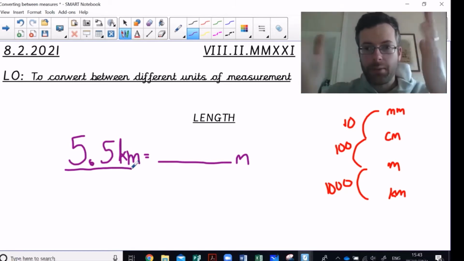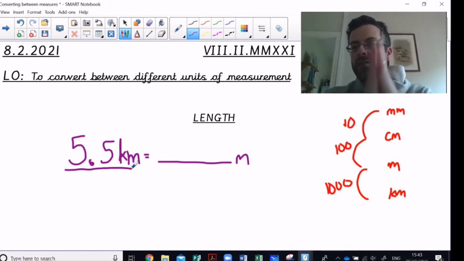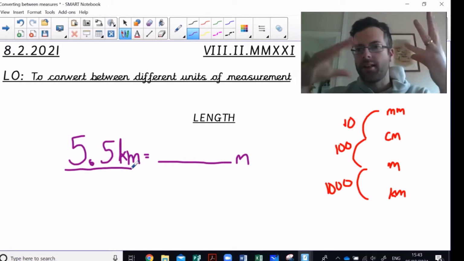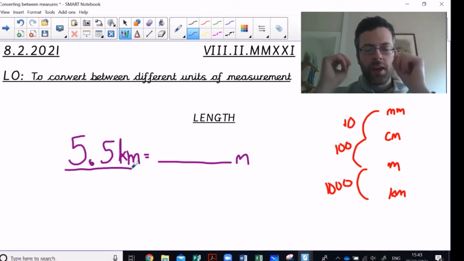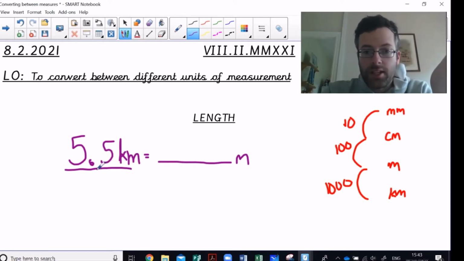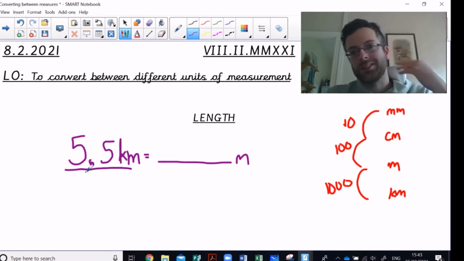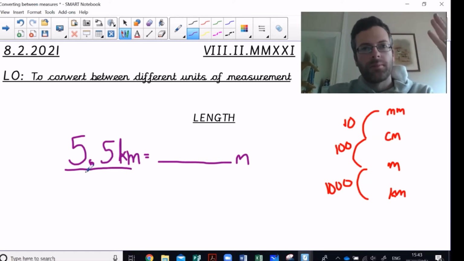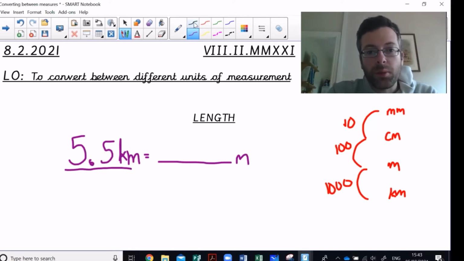Now think about it. Are there going to be more than 5 meters in a kilometer, or fewer? Hopefully you'll agree that if I've got 5 kilometers, which is like from here to the other side of Bolton, that is going to be a lot more than 5 meters. So I need to make this number bigger. I'm going to multiply it by 1,000.